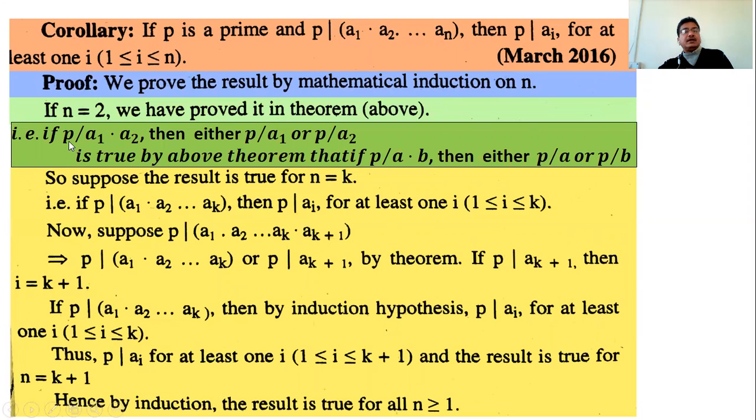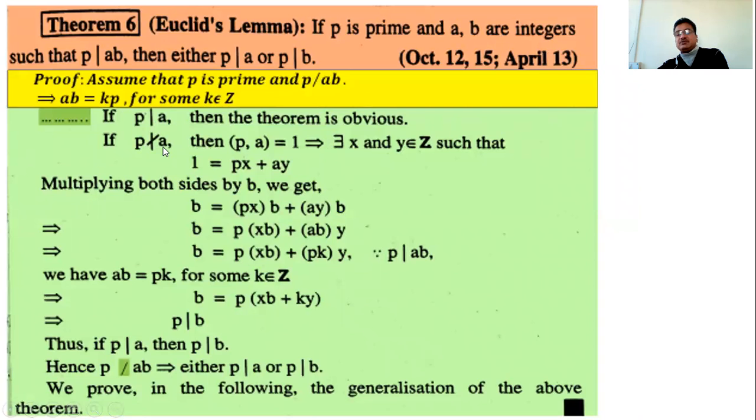We have to prove that if P divides A1 times A2, then either P divides A1 or P divides A2. And this is very obvious by using the previous theorem, that if P divides A times B, then P divides A or P divides B. So this is true by using Euclid's lemma.